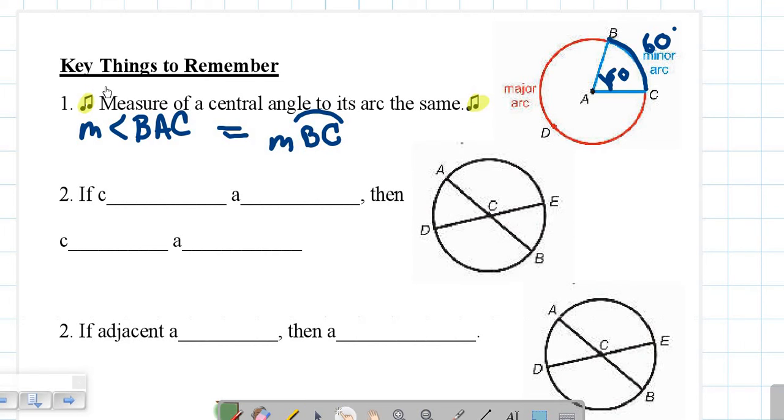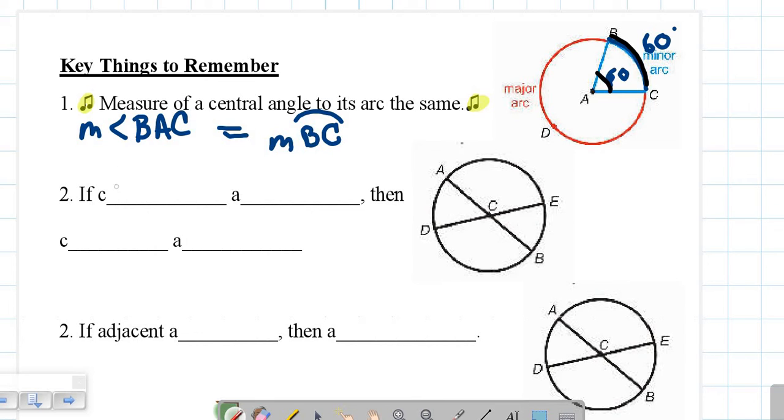Goes like this. Measure of a central angle to its arc the same. Measure of a central angle to its arc the same.